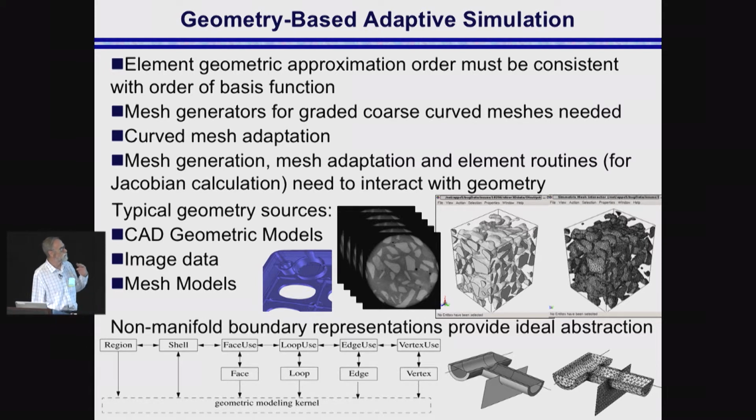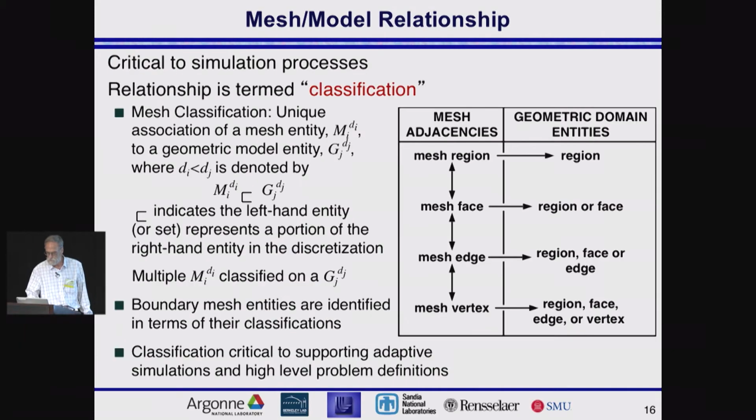If you're going to work with higher order methods, you want to be able to generate fairly coarse meshes. That's actually a harder mesh generation problem than fine meshes. Fine meshes are much easier to generate than very coarse meshes. Right? We also need curved mesh adaptation within that. You need to have all these things interact with the geometry as you're moving forward. And the geometry can come from multiple sources.